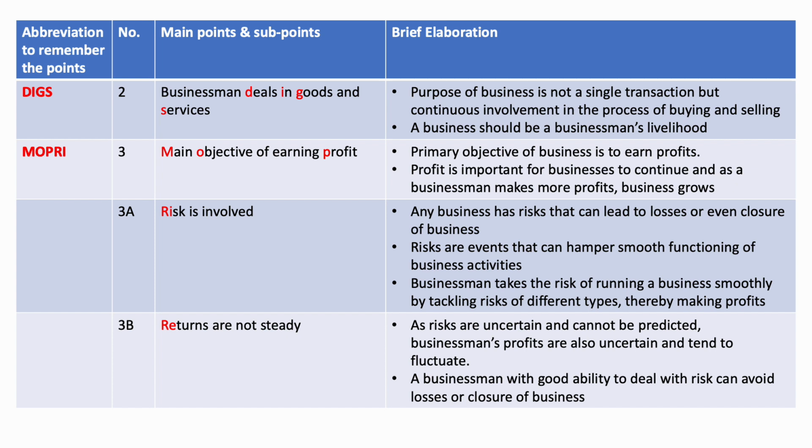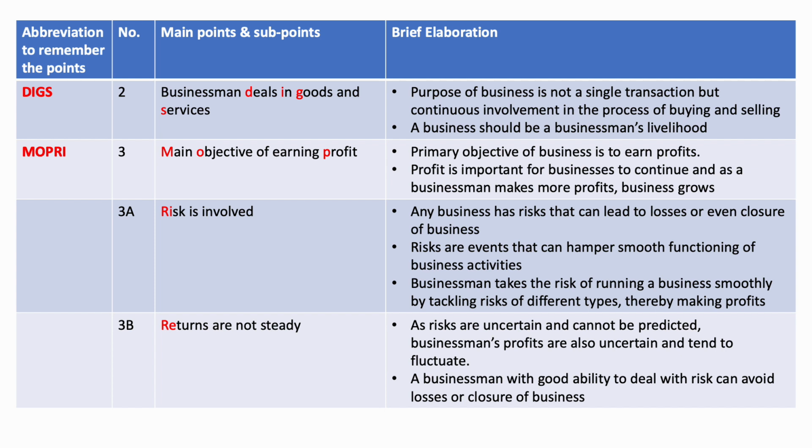So businesses floundered during that period. But the whole purpose of stating risks is that it is uncertain and it cannot be predicted. So if risks happen at different points of time and different types of risks happen, then the businessman's profit also tends to fluctuate. So that's the reason businessman's profits are also uncertain and tend to fluctuate.